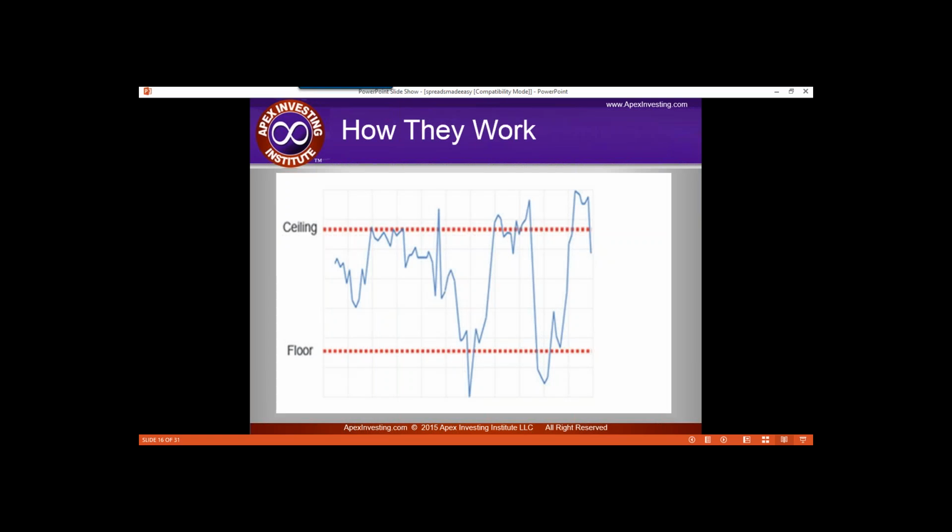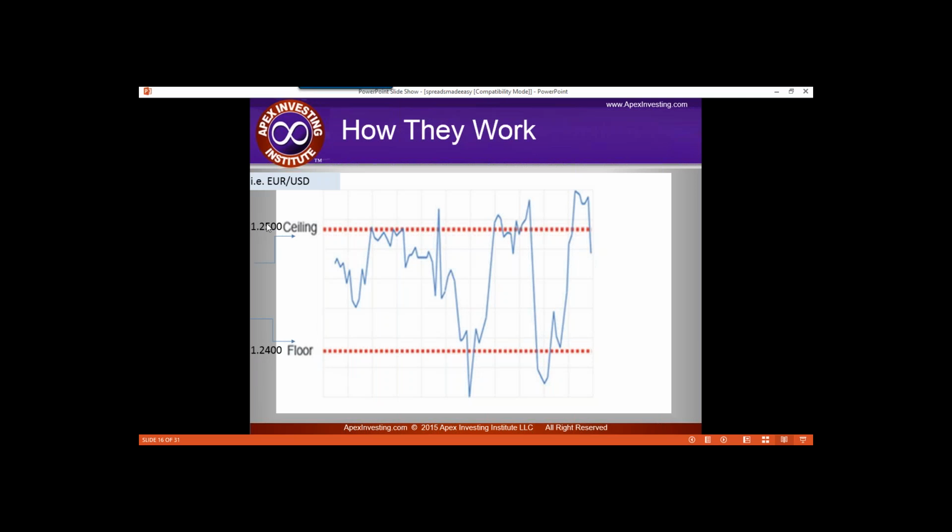All right, so how they work. All spreads have a floor and a ceiling. So in this example here, let's say we're trading the euro dollar, and let's say the floor of this spread, the floor meaning the bottom. Just think of it as a top, ceiling, and a bottom, floor, top and bottom. So the floor is 1.2400 as an example.